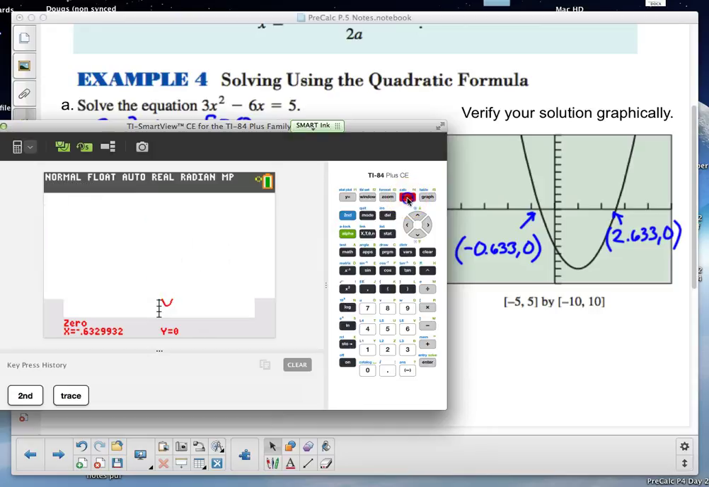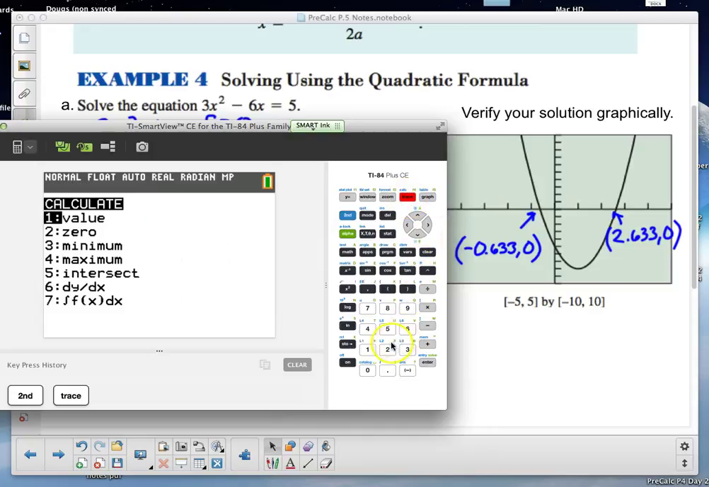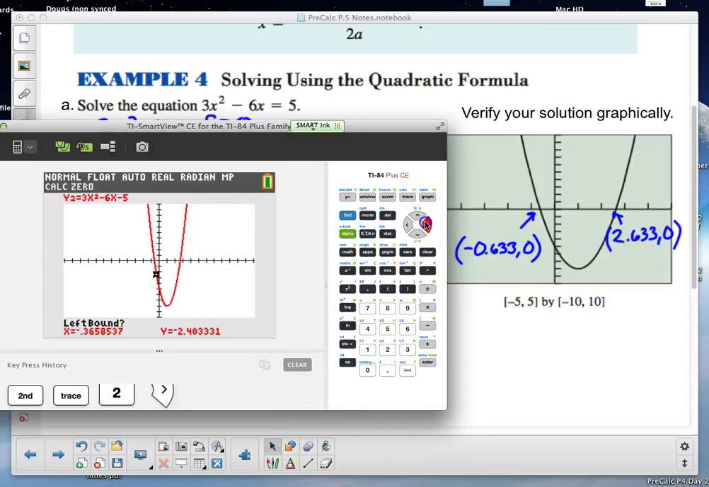So second calc, again, I'm doing 0, so it's 2. And I pop over there. Now remember, it's the left bound. As soon as I have something on the left side, I can do this. But I have to have something on the right side of my 0. So it's got to be on the right, someplace. Look at that, 2.6329. 2.633, oh, crazy, that's the answer. So that's how I do it on the calculator.